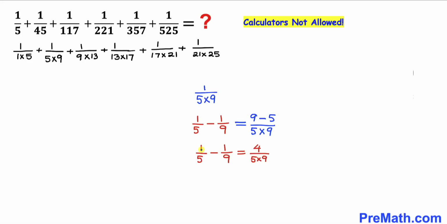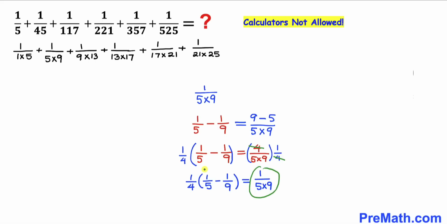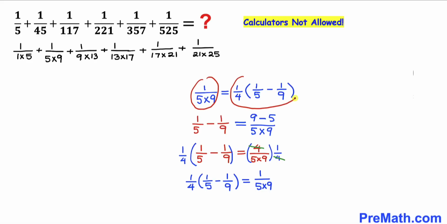So therefore, we can write 1 divided by 5 minus 1 divided by 9 equals 4 divided by 5 times 9. And now let me multiply both sides by 1 divided by 4, and likewise over here 1 divided by 4. And here we can see this 4 and 4 cancels out. So therefore we can see 1 divided by 5 times 9 could be written as 1 divided by 4 times 1/5 minus 1/9. So therefore 1 divided by 5 times 9 could be written in this form.